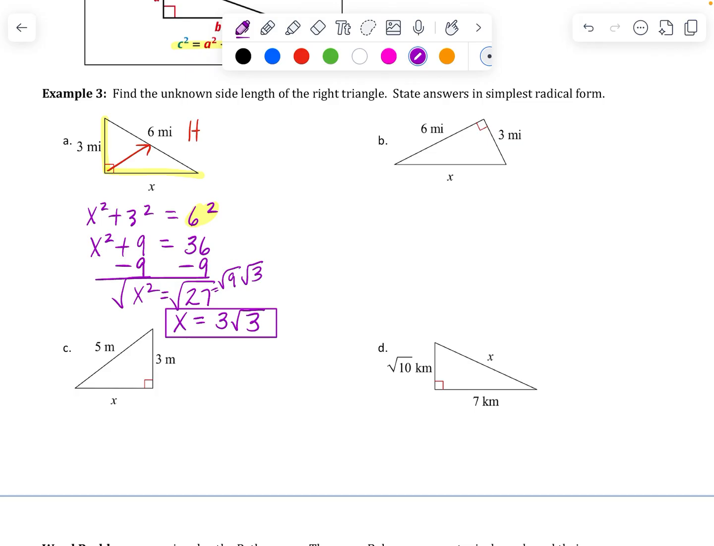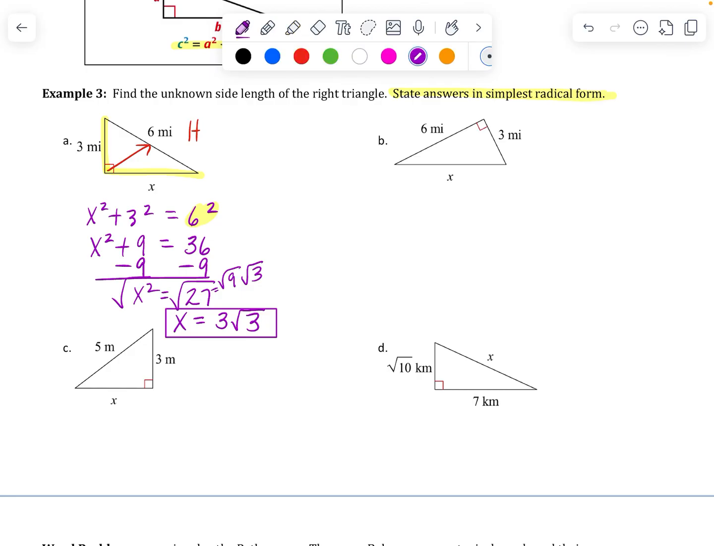So the correct way to solve this would be to say that x is equal to 3 root 3. Now you could just convert that to a decimal, like you could go to your calculator, take the square root of 27, and convert that to a decimal. But the directions tell you to state your answer in simplest radical form. So that would be going against what the directions want. The directions want you to state it with still having a radical in it. So you should not be converting to a decimal.